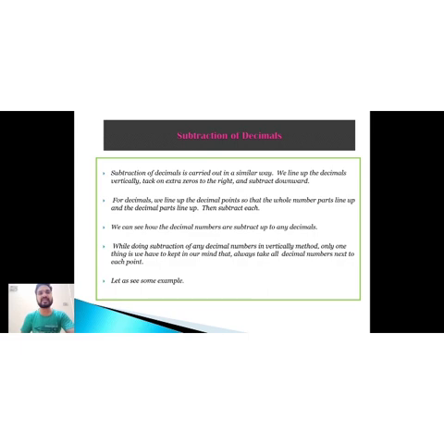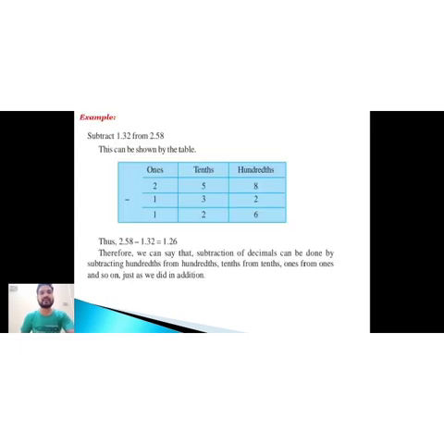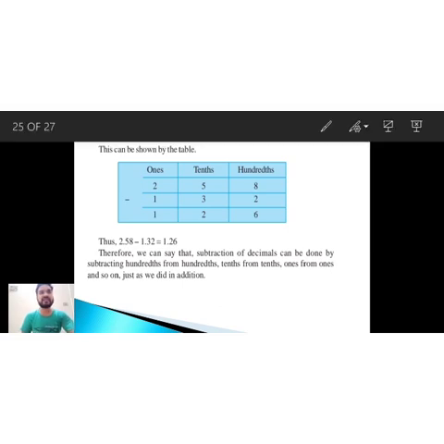Now, subtraction of decimals. Subtraction of decimals is the same as addition of decimals. For this example, we have to subtract 1.32 from 2.58. We write 2 in the ones place, 5 in the tenths place, and 8 in the hundredths place. Same, 1 in the ones place, 3 in the tenths place, and 2 in the hundredths place.